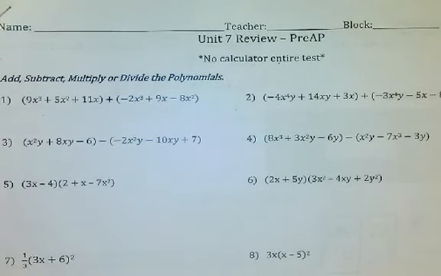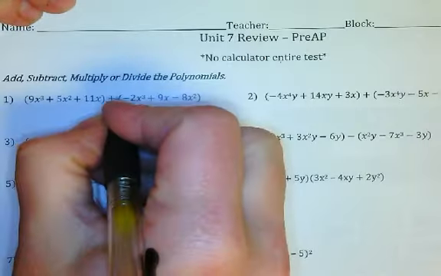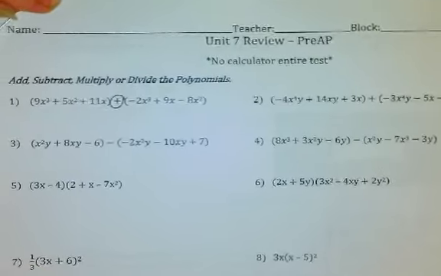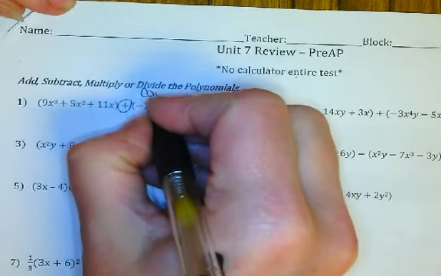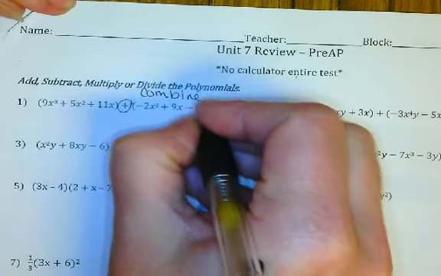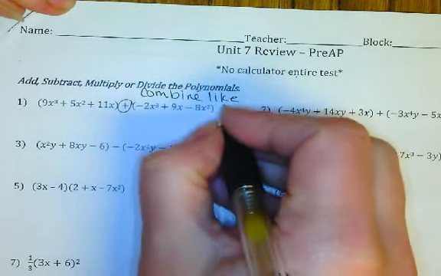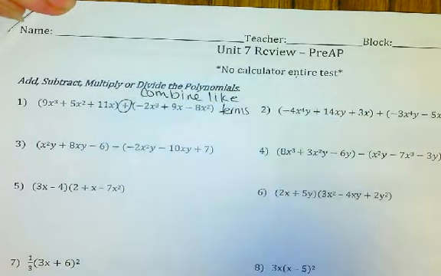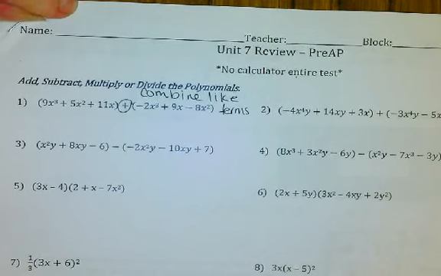Okay, this is the review for the Unit 7 PreAP test. On the first view, all you're doing is adding, subtracting, multiplying, or dividing. So really the main thing when you're adding is to make sure that you're combining like terms, and that you are not adding the exponents.